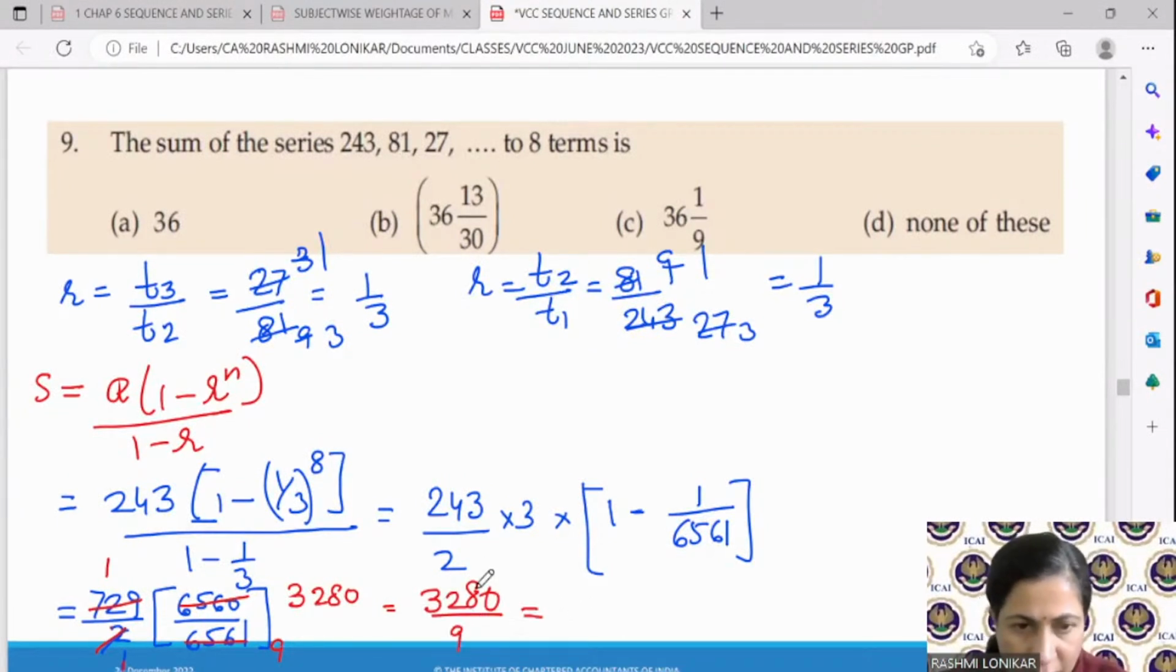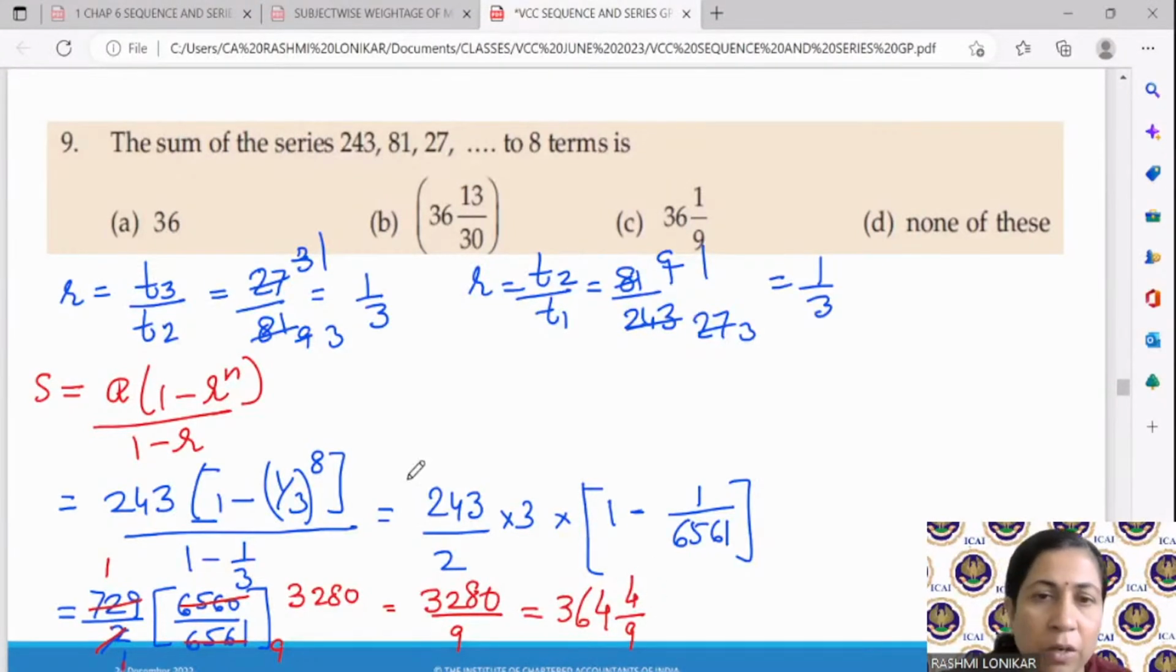How much is this? 3 3s are 27. 32 minus 27, 5. 58. 58 means 6 9s are 54. 40 means 364. 364 and 4 by 9. Correct? 364 into 9 is 3276 plus 4, 3280.